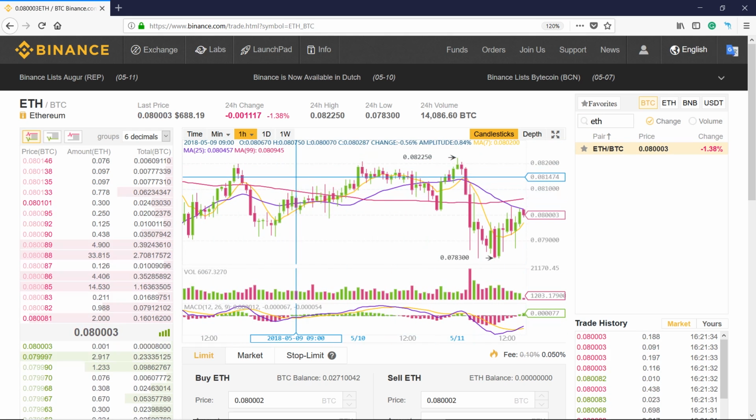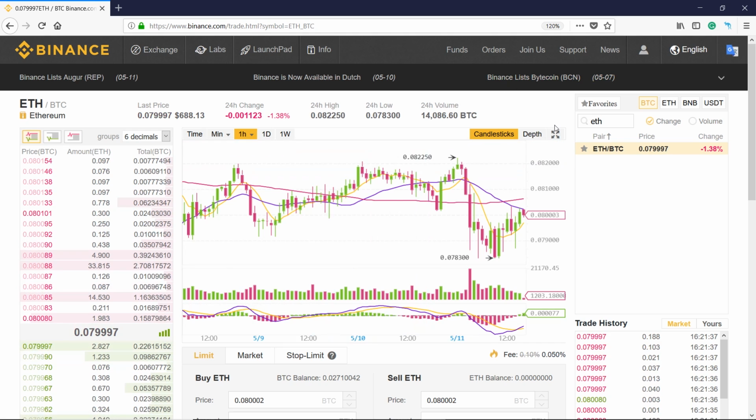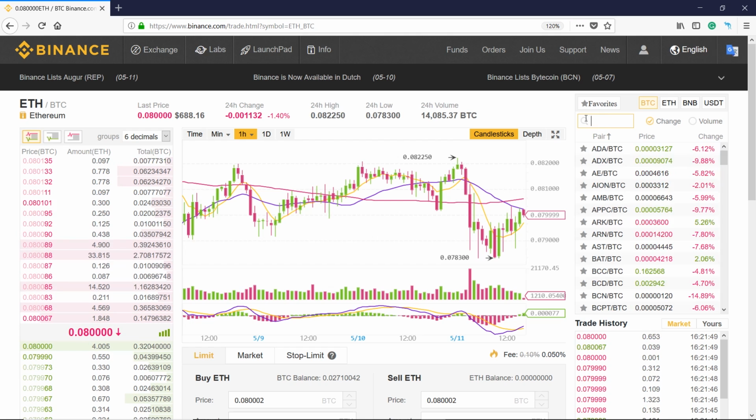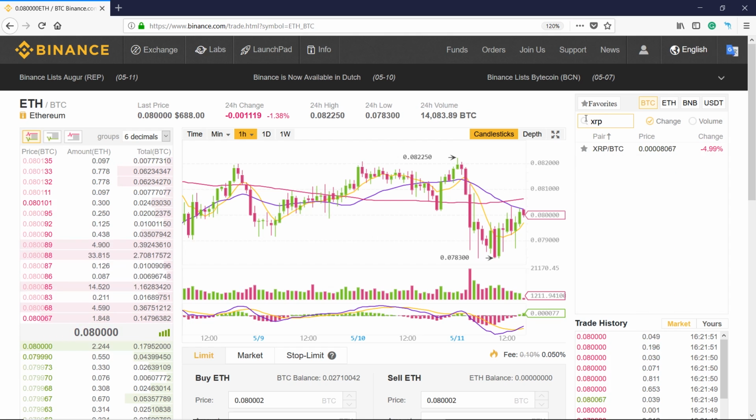Now, what if you don't know the name of the currency? Every currency has a name. For example, you know, Ripple, right? What if you just write in Ripple here? Well, nothing happens. So you need to know the code for Ripple. In this case, it's XRP.